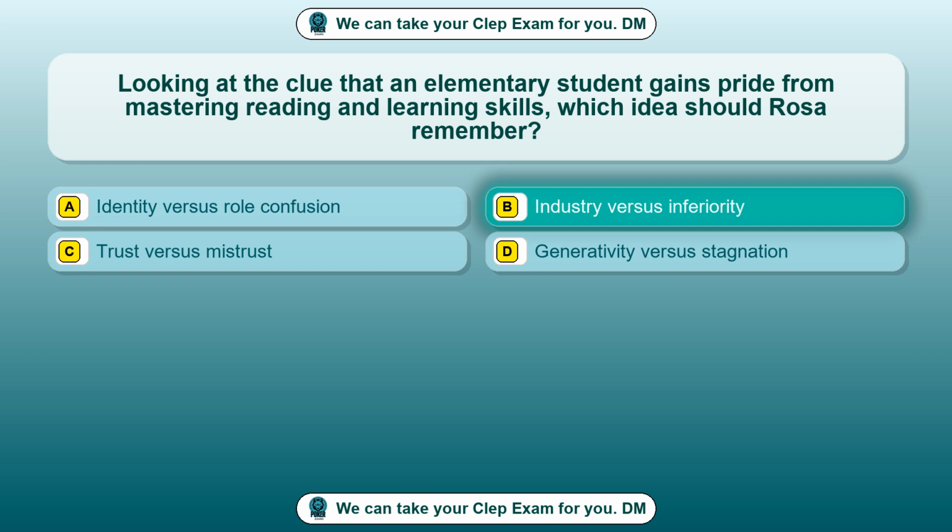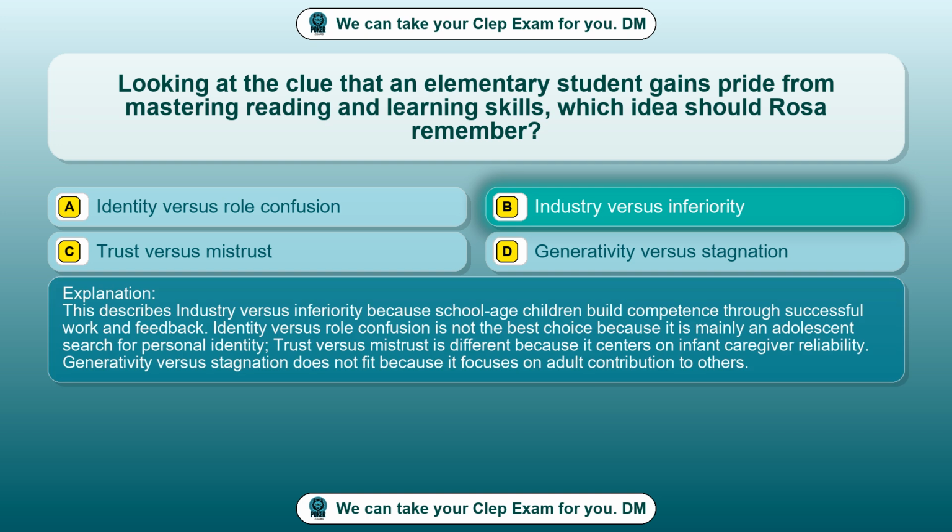The correct answer is option B, industry versus inferiority. This describes industry versus inferiority because school-age children build competence through successful work and feedback. Identity versus role confusion is not the best choice because it is mainly an adolescent search for personal identity. Trust versus mistrust is different because it centers on infant caregiver reliability. Generativity versus stagnation does not fit because it focuses on adult contribution to others.